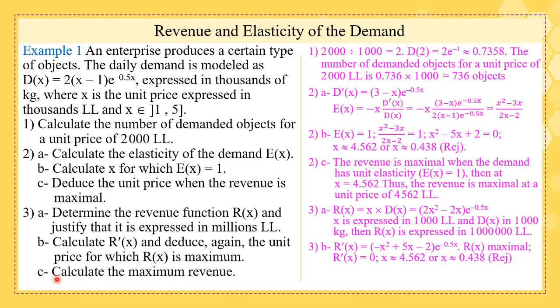The last part in this example is to calculate the maximum revenue. In this part, we need to calculate the maximum revenue. Here, we know the unit price x when the revenue function R of x is maximum. So x equals 4.562. Now, we replace 4.562 in the revenue function. Then we get R of 4.562 approximately equal to 3.321. Therefore, the maximum revenue is 3.321 times 1 million, which is equal to 3,321,000 Lebanese Lira.